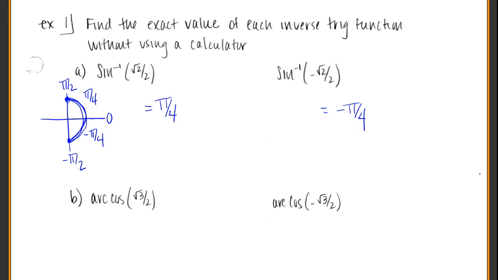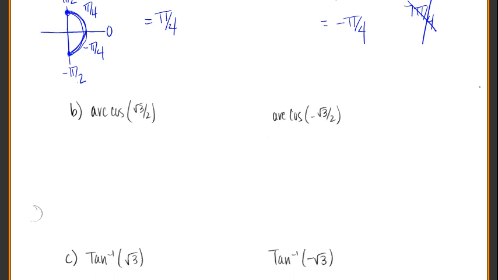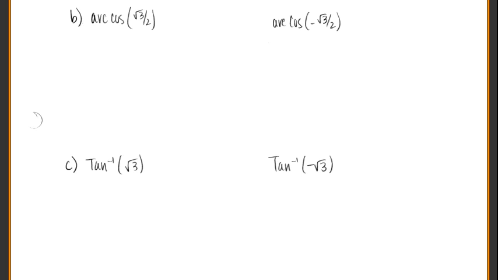Okay? So if you said 7 pi over 4, it is completely wrong, because the window for sine only goes from pi over 2 to negative pi over 2. Alright, with arc cosine, let's think.